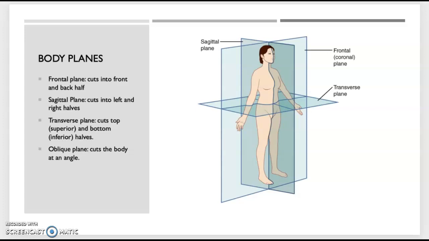The body planes can also be cut as a frontal plane, which is the front and the back half, like the dorsal and anterior sides. The sagittal plane is similar to the medial, where it's going to cut the body in equal halves, left and right. The transverse will split it into top and bottom halves. And there's also an oblique plane that'll cut it at an angle, which isn't often used as opposed to the other planes.